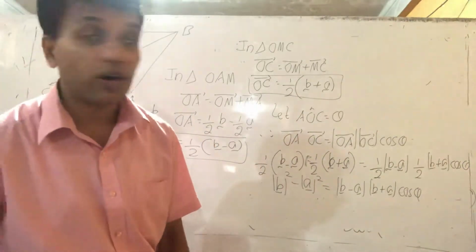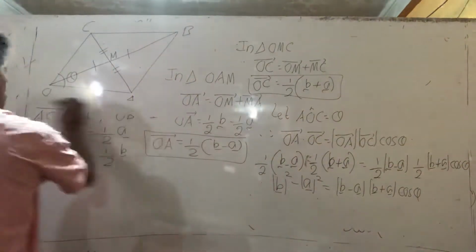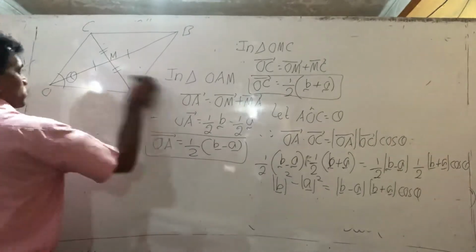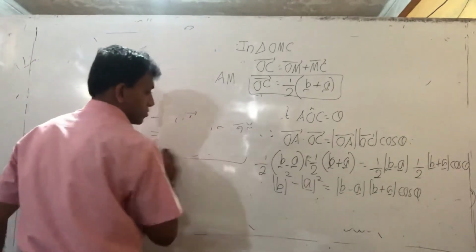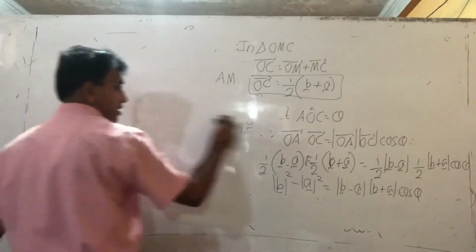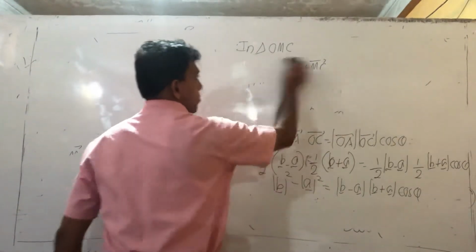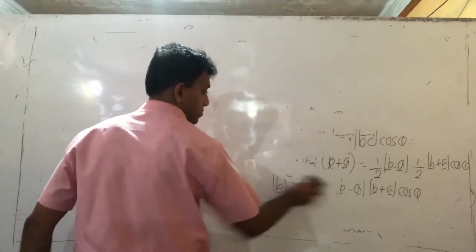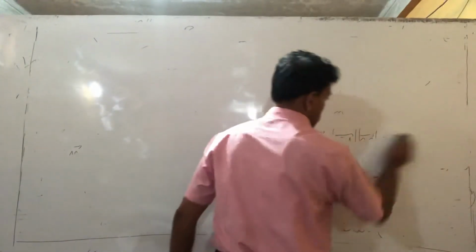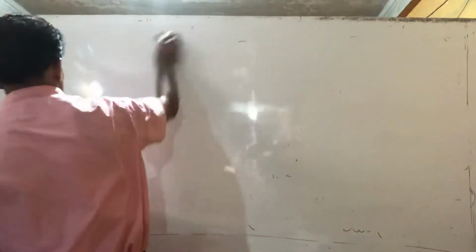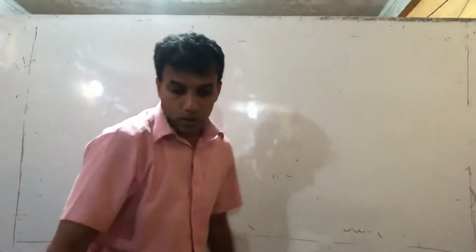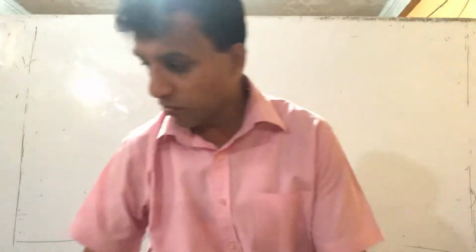See question number 5. So it is using the scalar product, one of the structure type problems in vectors. Okay, that question number 5.